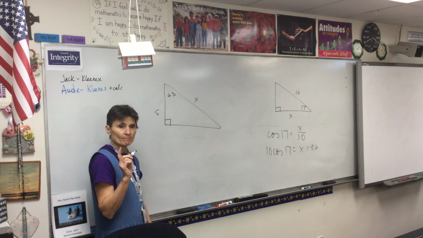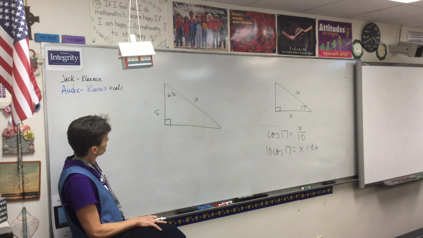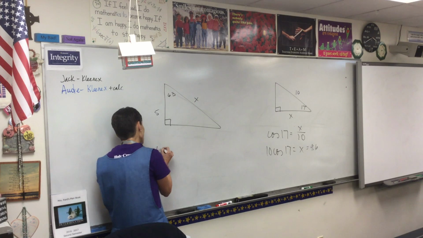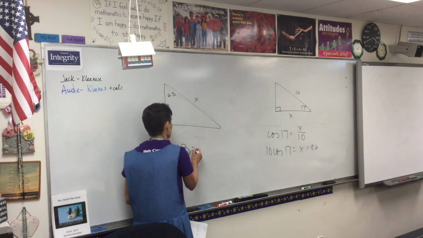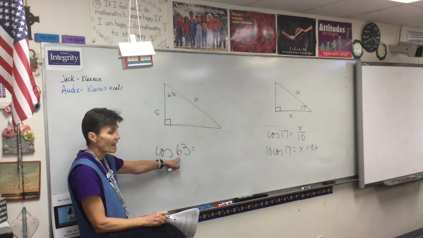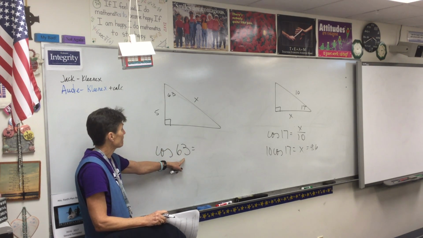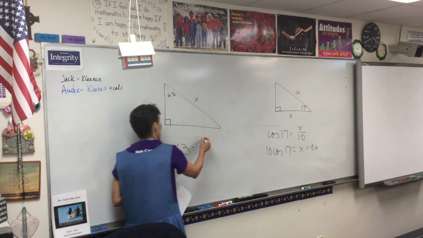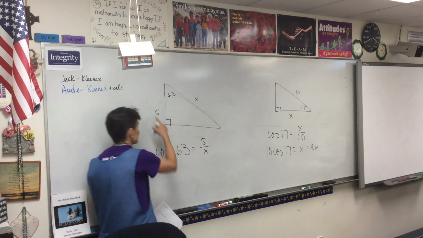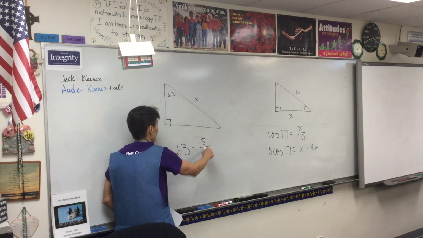All right, here we go. Let's see. Caitlin. Cosine, and you are right. So cosine 63. Remember, if you choose cosine, then it's cosine of the angle. And that equals adjacent over hypotenuse, adjacent over hypotenuse.